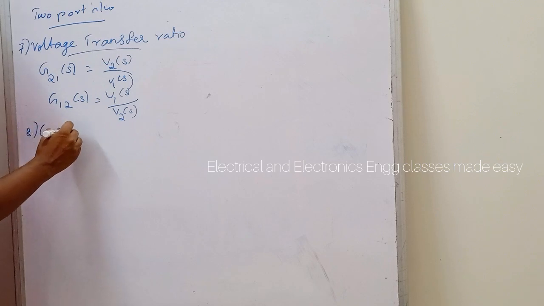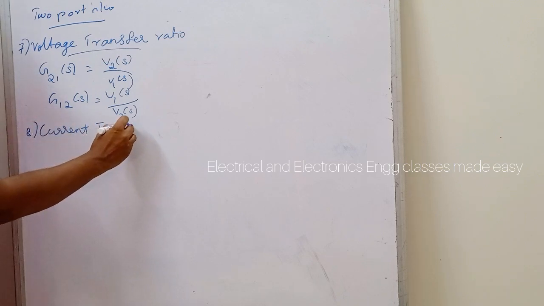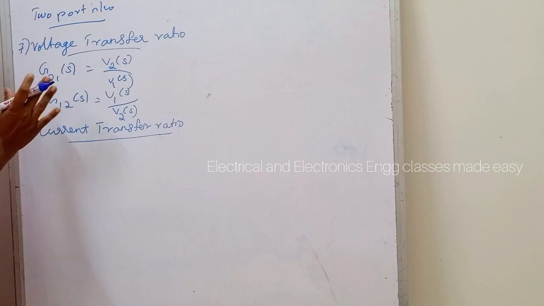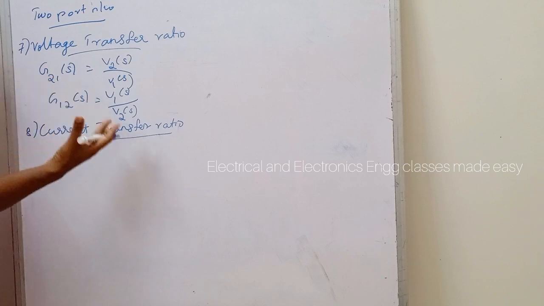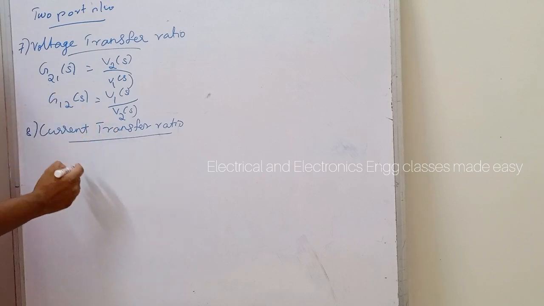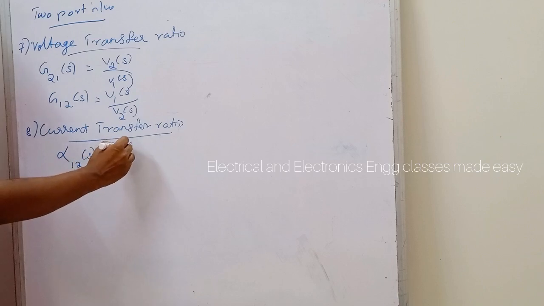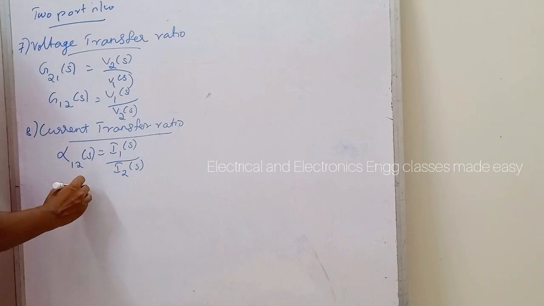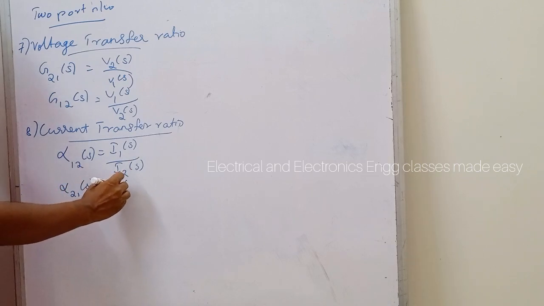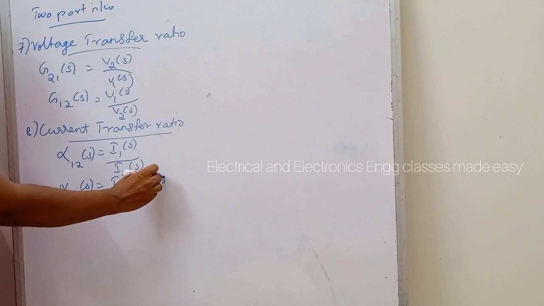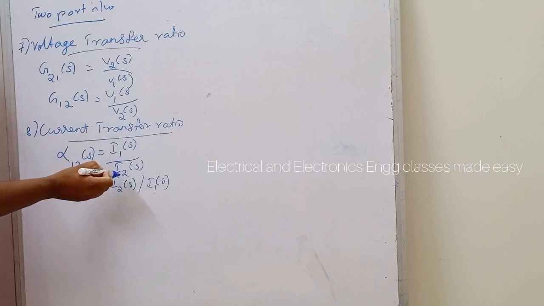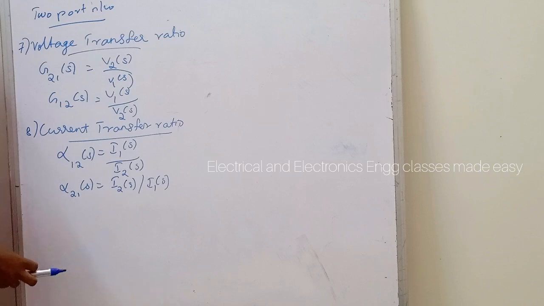Similarly, the current transfer ratio. So, what is the current transfer ratio? It is the ratio of the current transform at one port to the current transform at the other port, represented by alpha 12 of s equal to I1 of s divided by I2 of s, and alpha 21 of s equal to I2 of s divided by I1 of s. That is the ratio of the current transform at one port to the current transform at the other port.